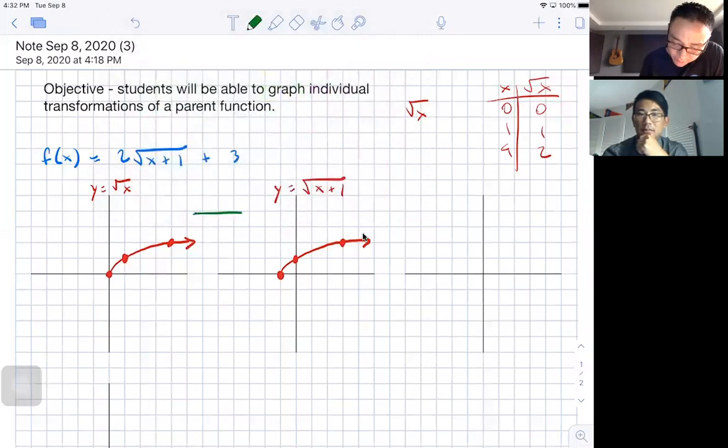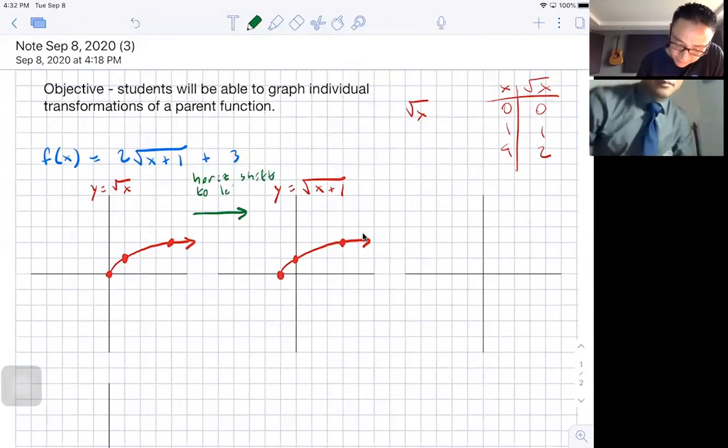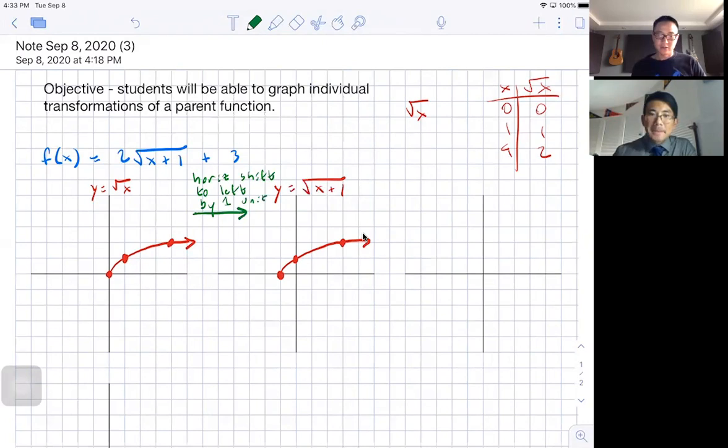So we moved from here to here. So that was a horizontal shift to the left by 1 unit. Okay, that's good to me. All right, so what would you like to do next?